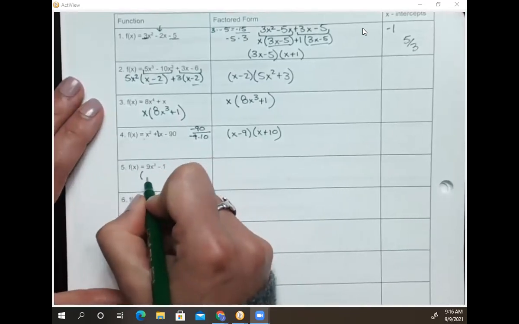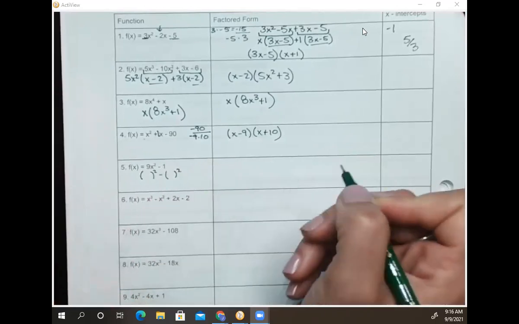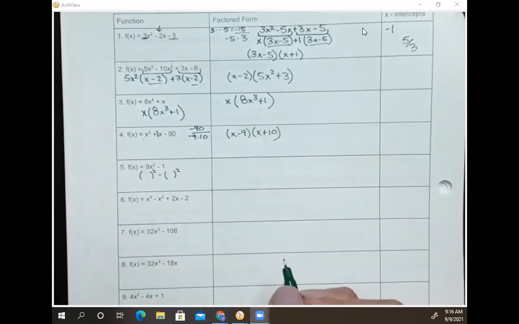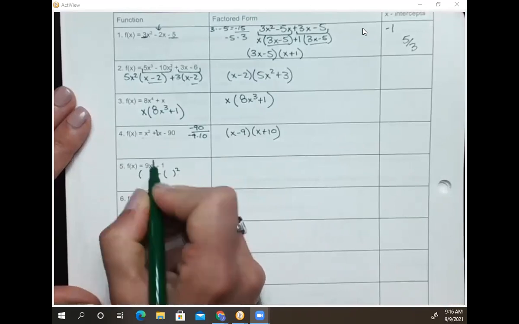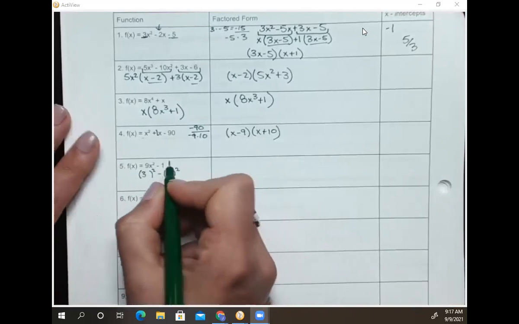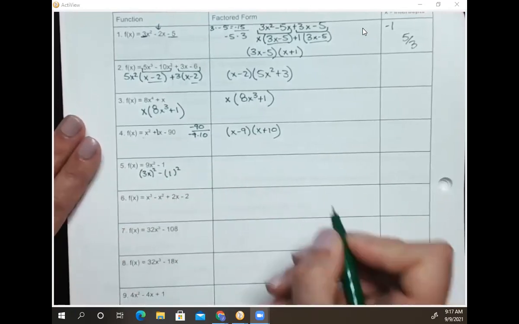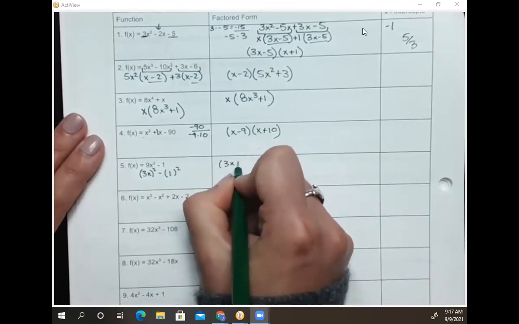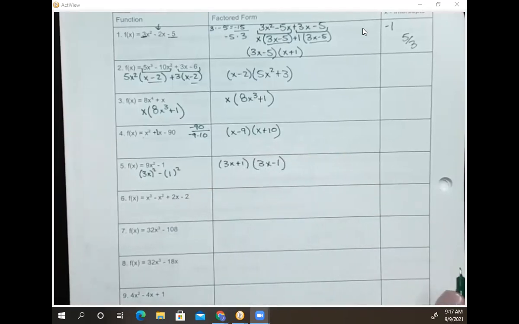So what I'm going to do is rewrite this as each part squared. Each part is something squared, because that's what I need to know. I don't need 9. I need what did I square to get 9. So what did we square to get 9? 3. What would I square to get x squared? X. Yeah, that kind of seems like a trick question, but it's not. What would I square to get 1? 1. So my factored form here would be 3x plus 1 times 3x minus 1.